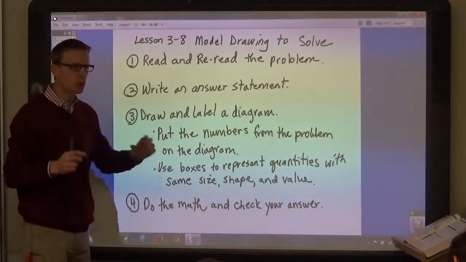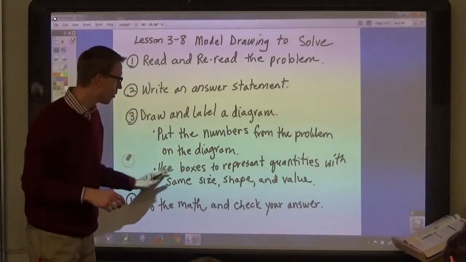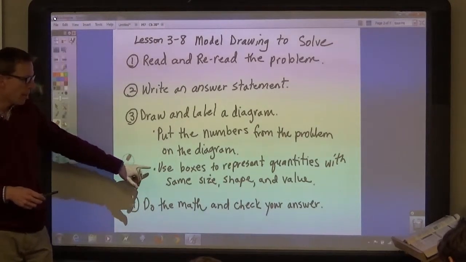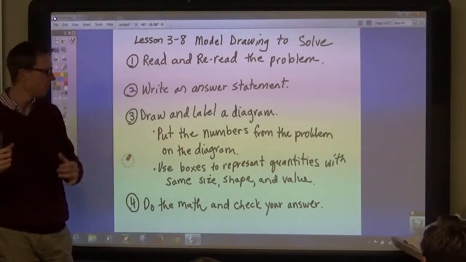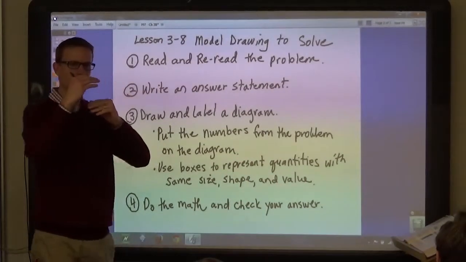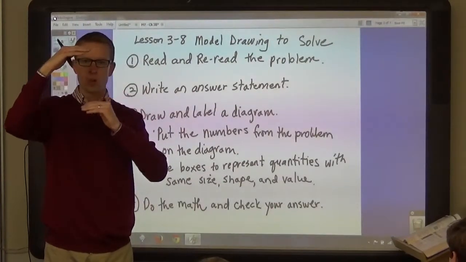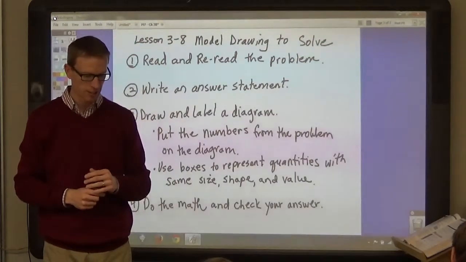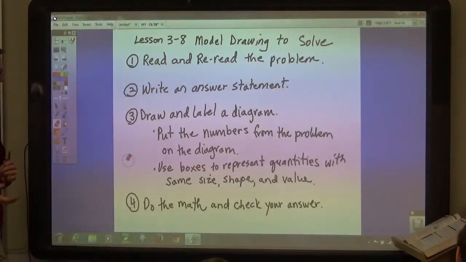But sometimes you're comparing quantities. And then this method works the best. In comparing quantities, you draw a box to represent how much that is. And then you put two boxes together, or you draw boxes that are one on top of the other in order to show the difference between the boxes. And then label the boxes with the numbers from the problem.